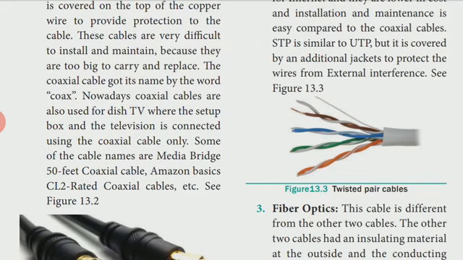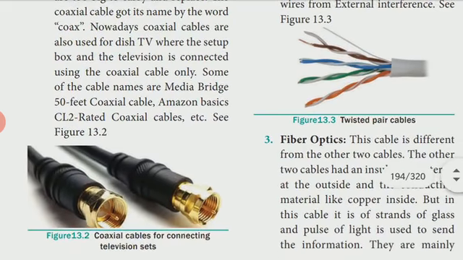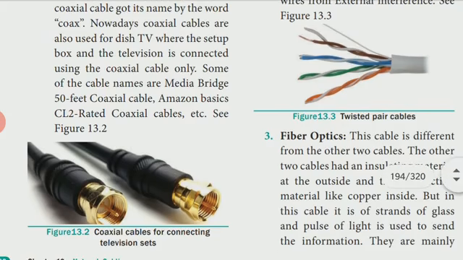For television only we are using this cable, and many cable names are there. Some of them are: Media Bridge 50 feet coaxial cable, Amazon Basic CL2 rated coaxial cable. See, this is the coaxial cable picture. This we already know, which we are always connecting to our televisions. So this is coaxial.